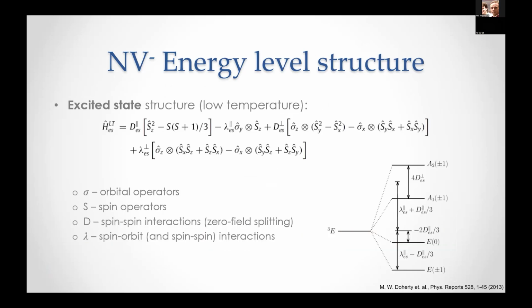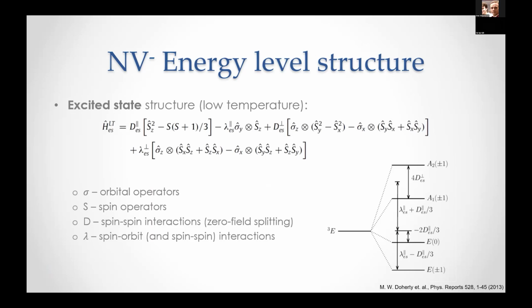Now, if I go over to the excited state, things become a little bit more complicated, actually annoyingly so. If you look at the excited state structure, we actually have an orbital doublet with a spin triplet. So how many states? Yes, someone said 6. So there's 6 states, and they're controlled by this Hamiltonian. I won't go into all the details.